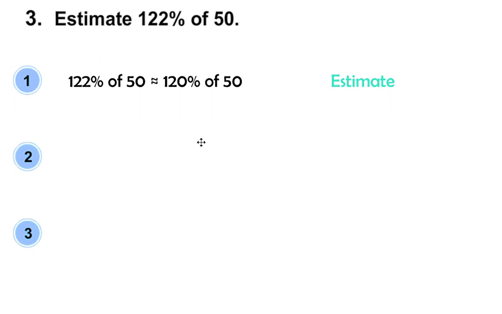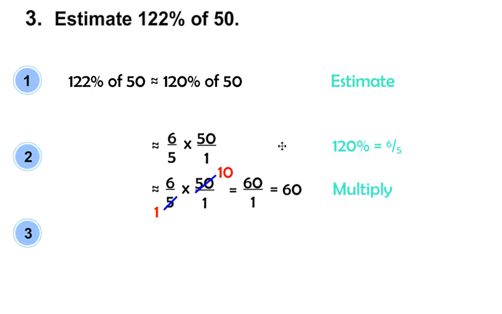So now we can multiply either a fraction version or decimal version of the percentage. And for this example, I chose a fraction version. So 120% equals 6 over 5 because it was 120 over 100, and that simplified down to 6 over 5. In multiplying 6 over 5 times 50 over 1, I divided out common factors, which was 5, and I was left with 6 times 10, which is 60, and then 1 times 1, which is 1, and that equaled 60. So 122% of 50 is about 60.